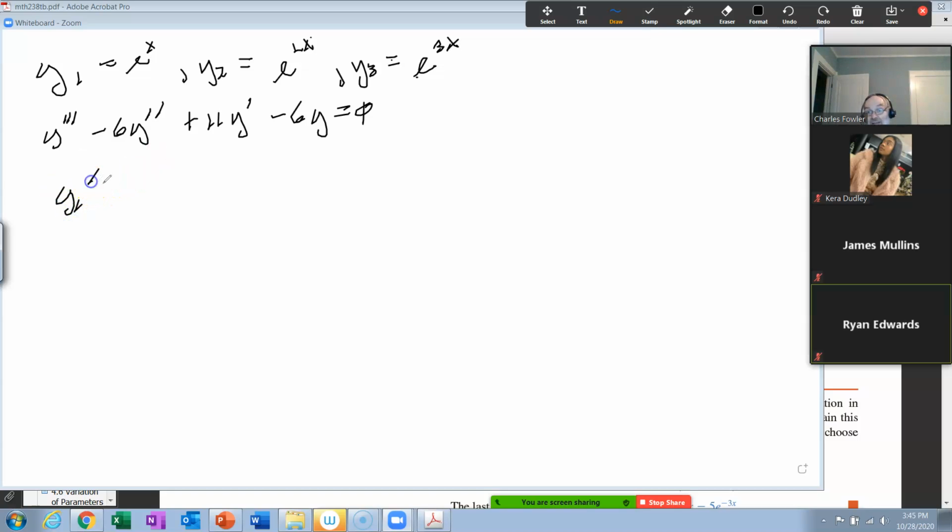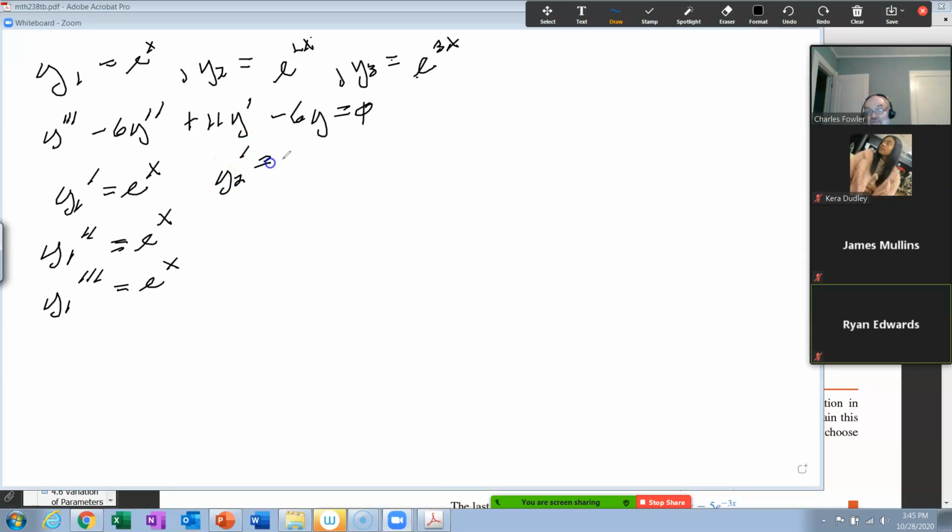y1 prime is equal to e to the x. Okay? y1 double prime is equal to e to the x. Okay? I love this one. y1 triple prime is equal to e to the x. Okay? If you were to put that in, this would be e to the x minus 6e to the x plus 11e to the x. That would be minus 5 plus 11. That's plus 6e to the x minus 6e to the x. That's equals 0. Yes, that one works. Okay? Let's see if this one does.